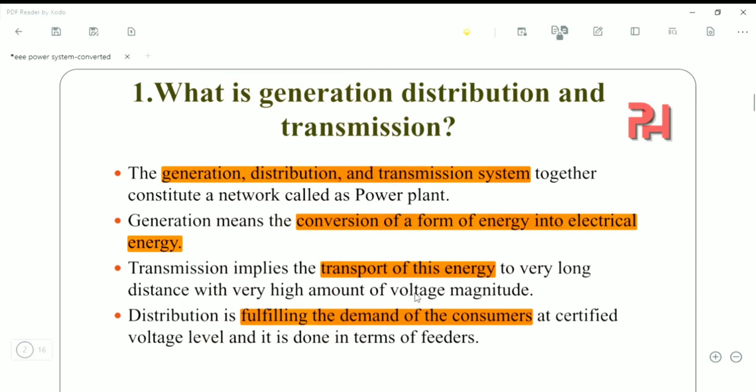Now this electrical energy needs to be transported. This happens in the transmission system. The transmission system transports this energy over very long distances at a very high voltage magnitude. Then comes the distribution system. The distribution system is just to fulfill the demand of the customers at a certified voltage level, and it is done in terms of feeders.